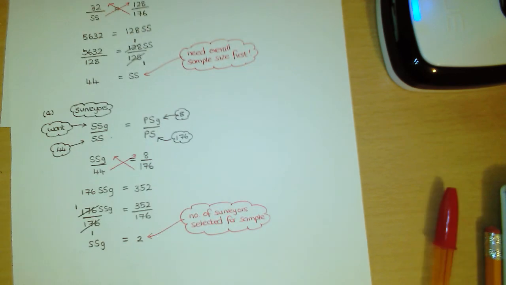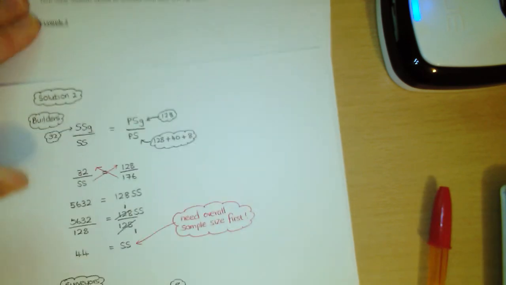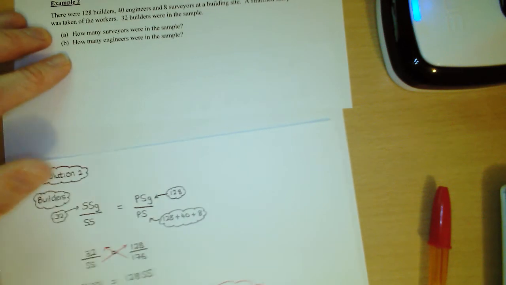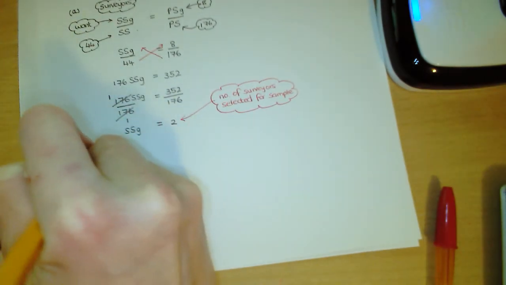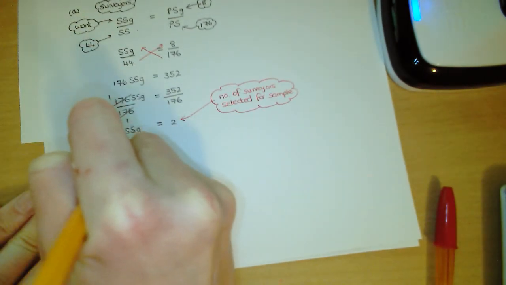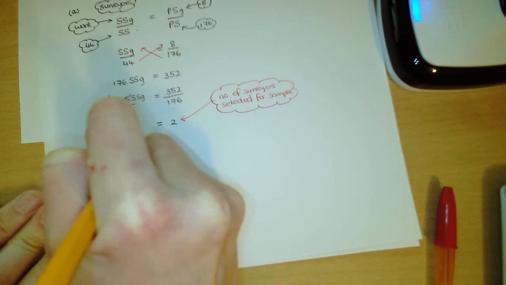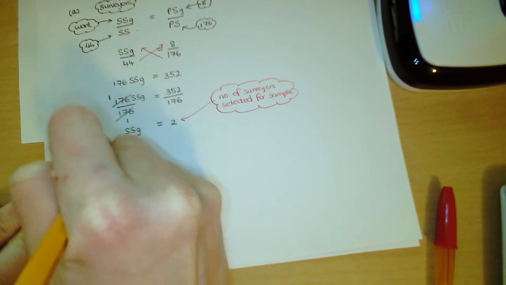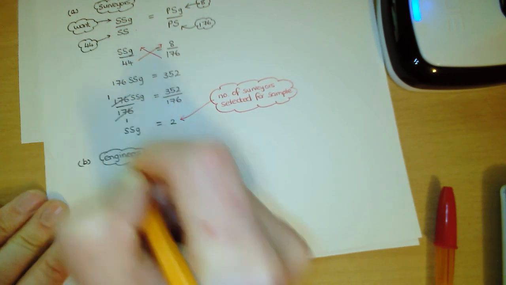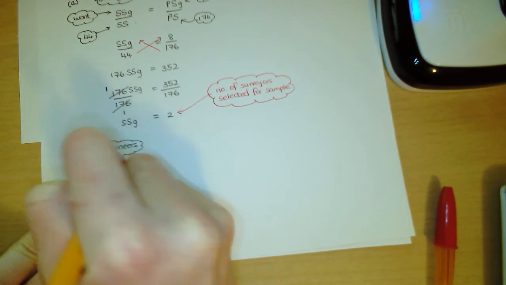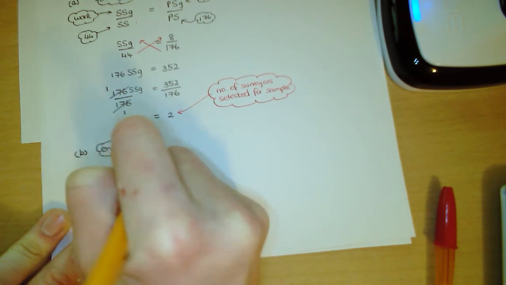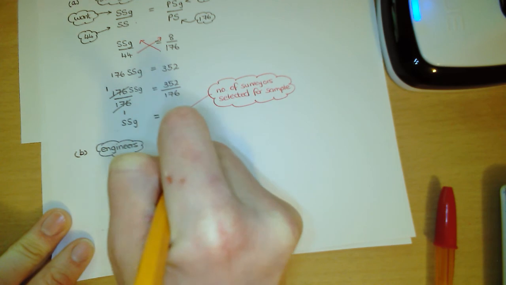Okay, part B then, it's the same idea. Part B, if we go back to the original question, it says how many engineers were in the sample. So we're now going to go to the engineers group in part B. And we write out the sampling formula for the engineers. So SSG over SS is equal to PSG over PS.